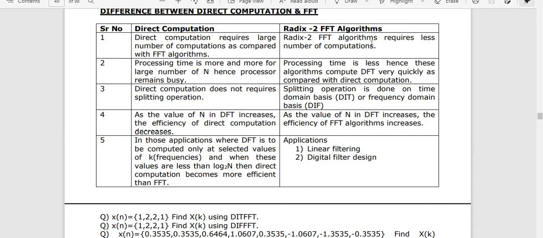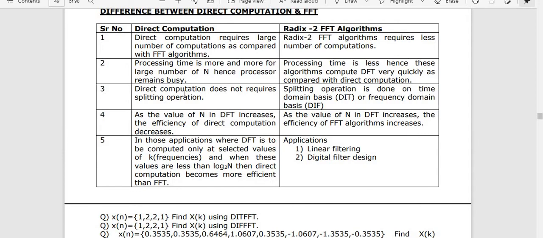The processing time is more and more for a large number of samples, hence the processor remains busy. If you apply the direct formula, as I already said, it requires a large number of computations. That's the reason the processor is always busy with the processing part. Whereas in FFT, the processing time is less because the algorithm computes the DFT very quickly. We are only comparing with the graphs, cross multiplying and simplifying the answers. That becomes quite easy, and your processor will do that operation in a much quicker manner. Not much computation is required.